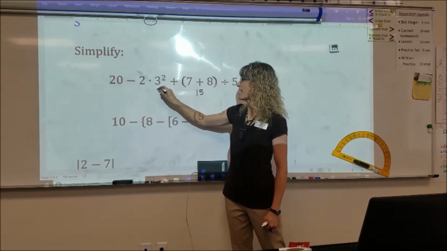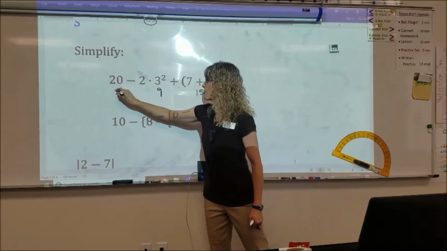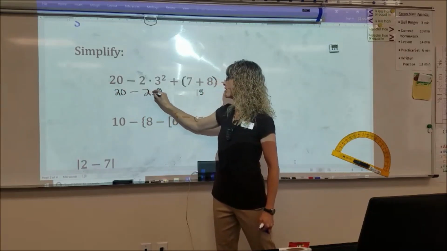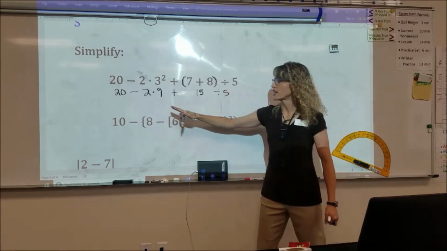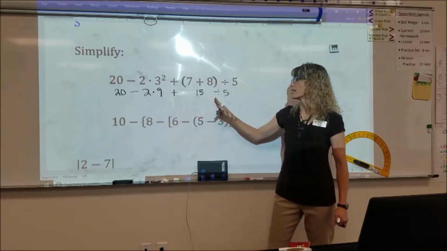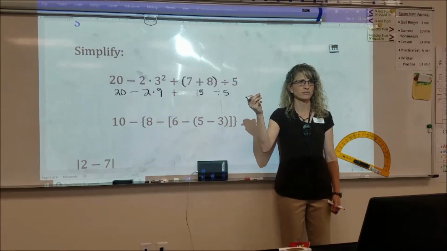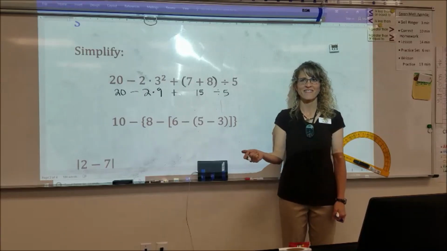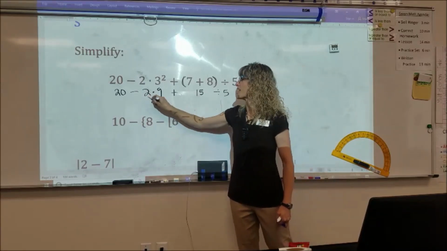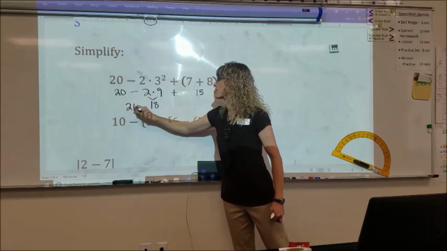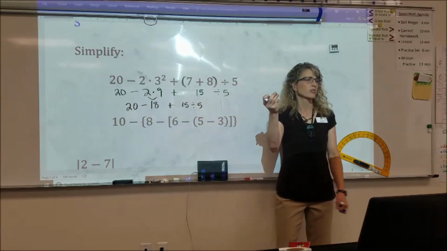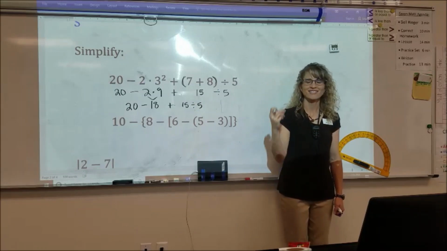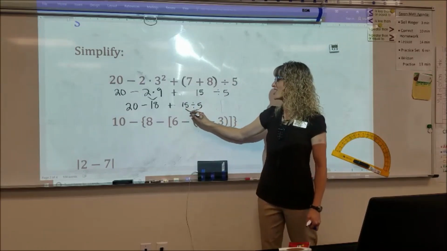3 squared is 9. And so I don't have too much of a jumble, I'm going to rewrite everything that we have so far. Okay? I've got a minus, a times, a plus, and a division. What's my next operation? Get ready? Multiplication. Good. There's 18. I've got 20 minus 18 plus 15 divided by 5. What's my next operation? Get ready? Division. That'll give me a 3.